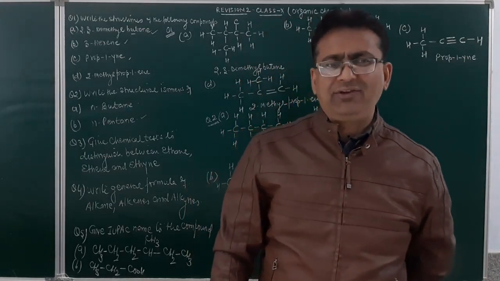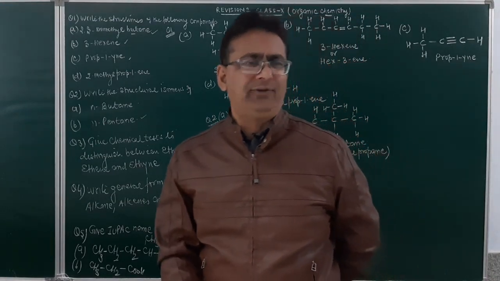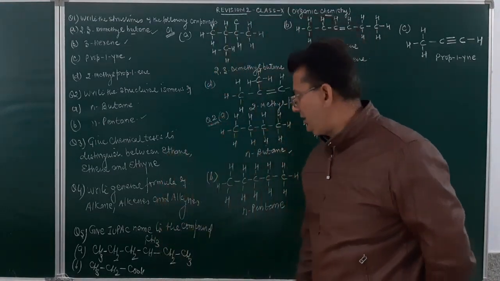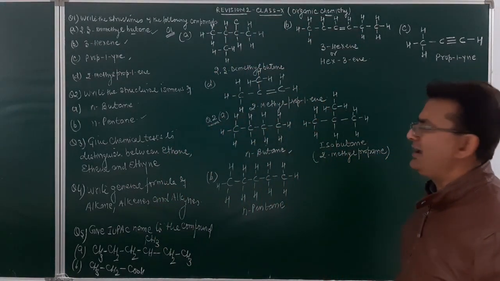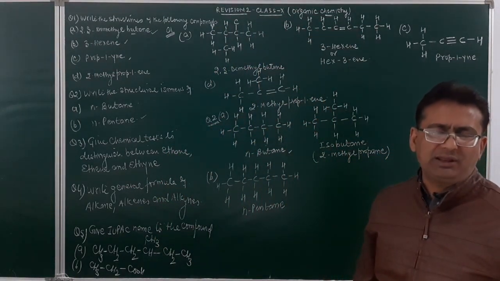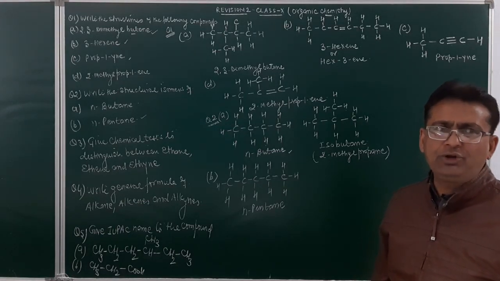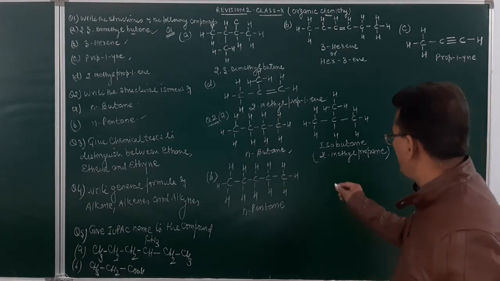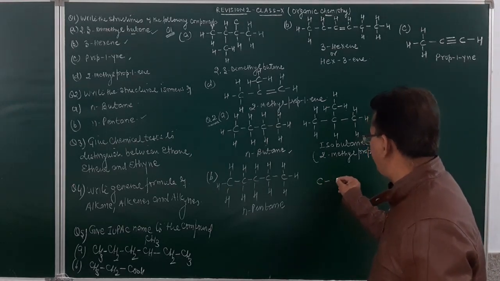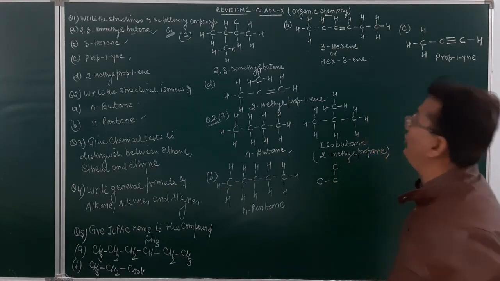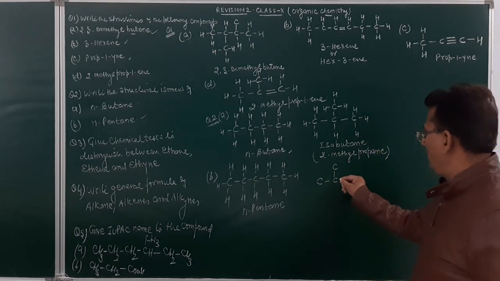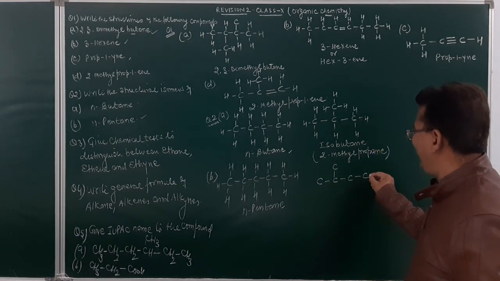be 2 structural isomers of normal pentane. One will be isopentane and other will be neopentane. How will I make the iso? By putting a methyl group on the second carbon atom. And how will I make the neo? By putting 2 methyl groups on the second carbon atom. So if I write down this way, C and C, and over here I put down the C. Then this will be C and C.